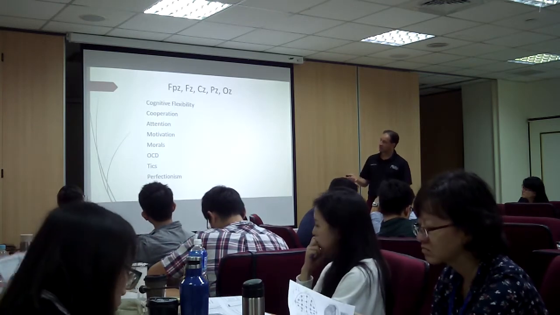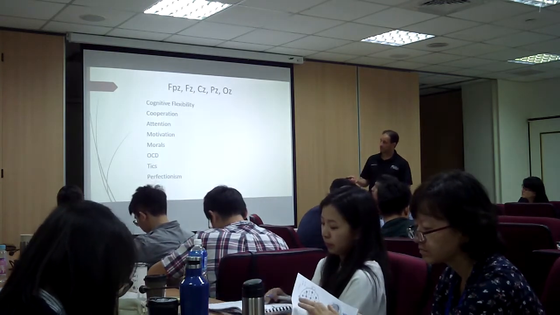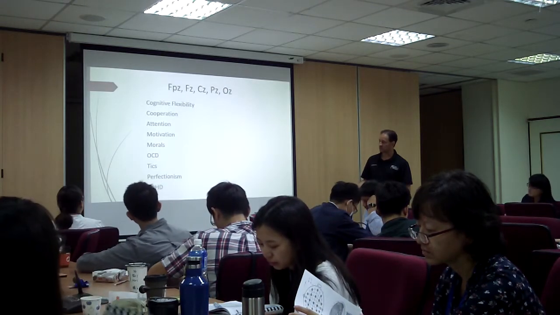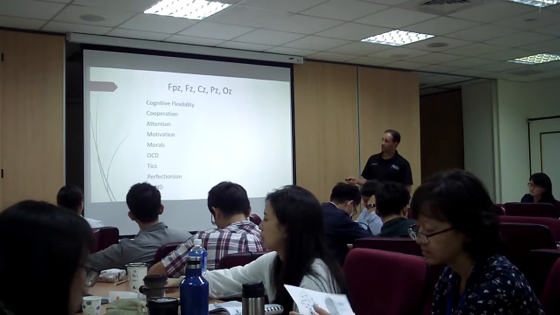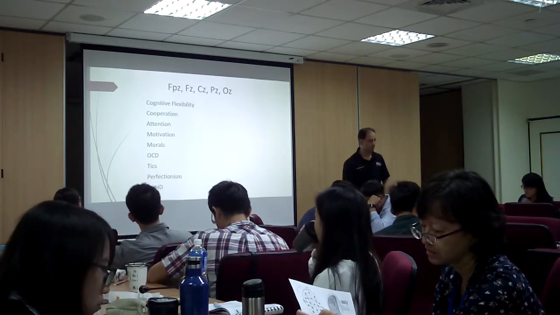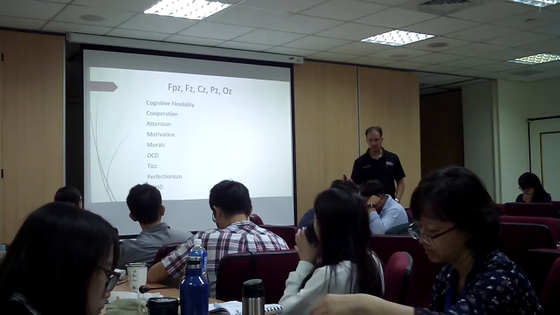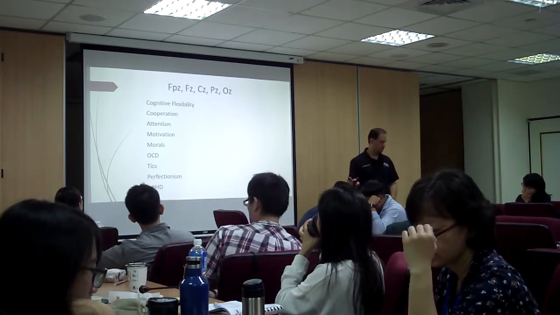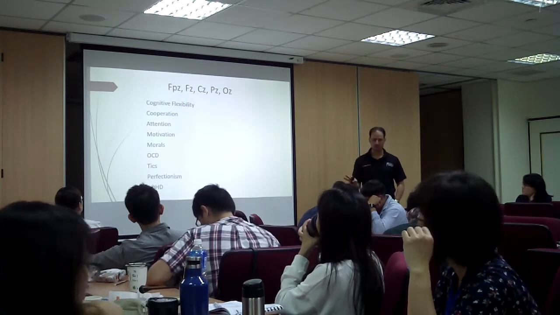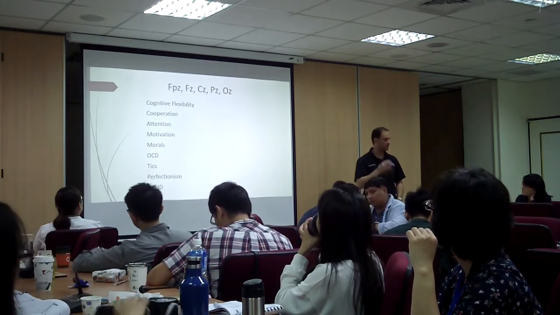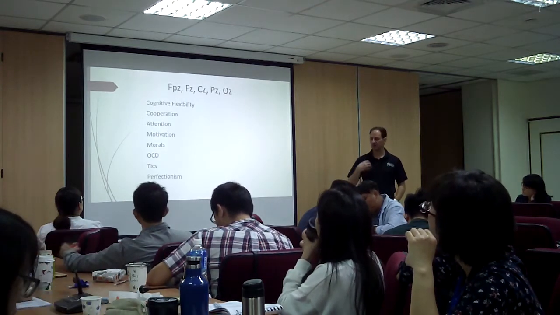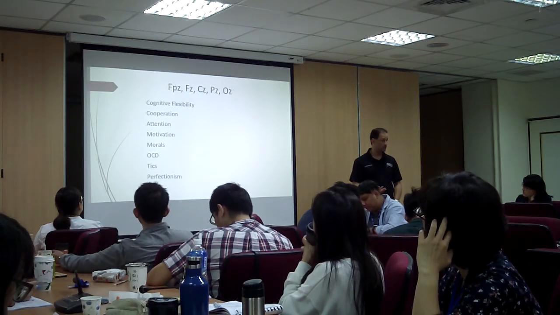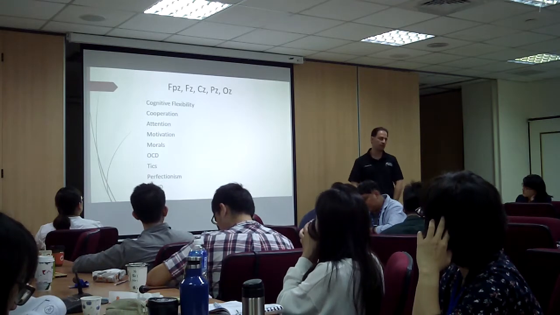So for the midline: cognitive flexibility, cooperation, attention, motivation, morals, OCD, tics, perfectionism, and ADHD. A problem with cognitive flexibility is a stubborn person. It's my way or the highway. I'm the only one who's right. Whatever I say goes, nobody else is right. So it's very hard for these people to accept other people's opinions and to empathize with other people. It's the kind of client that says no to everything.